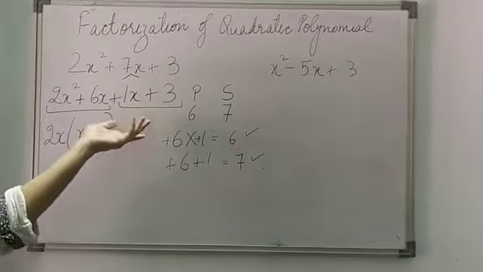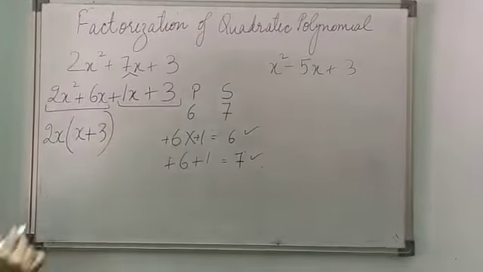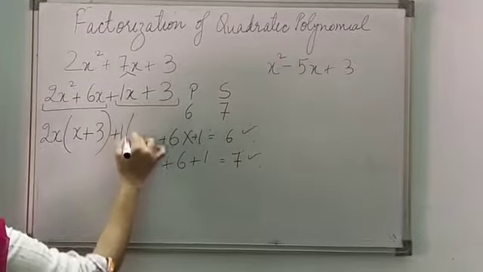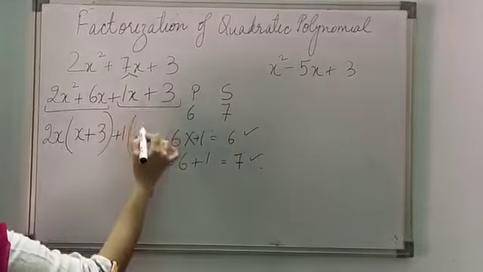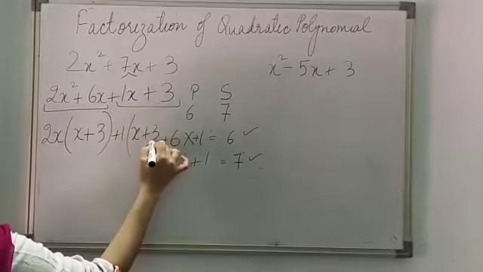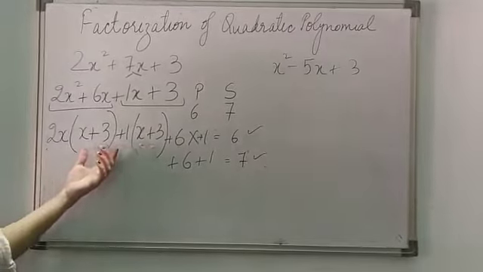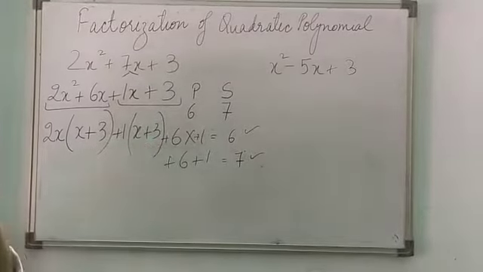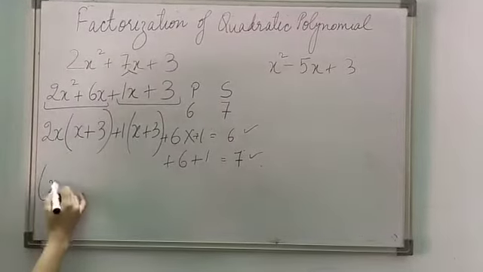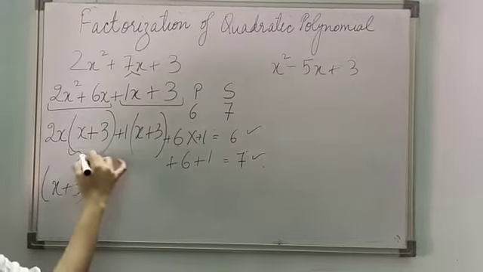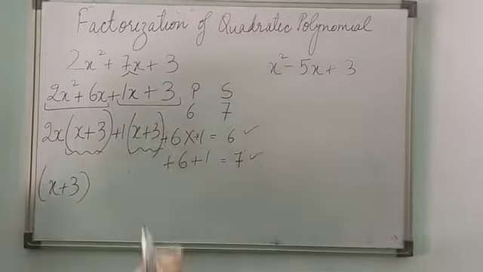Then here, in x plus 3, we are not having any common term. If you are not having any common term, you simply take 1 as your common term and copy down as it is: x plus 3. Now you observe x plus 3 on this side and x plus 3 on this side also, so you will write down x plus 3 only once.